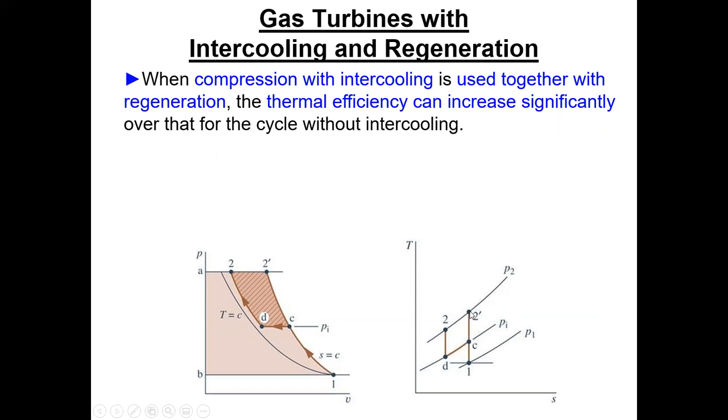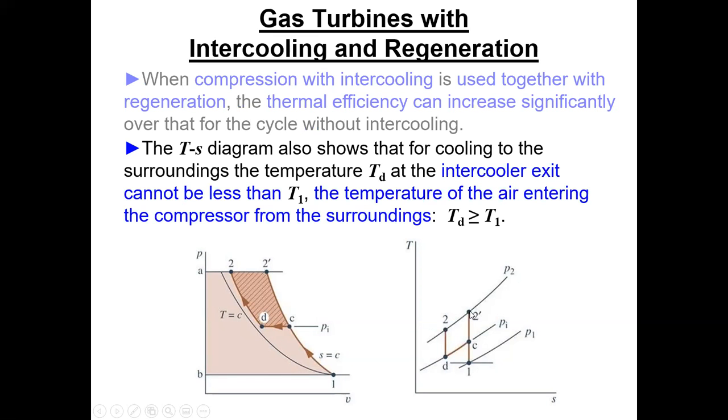When compression with intercooling is used with regeneration, thermal efficiency can increase significantly over that without intercooling. The T-s diagram shows that for cooling to the surrounding temperature, TD at the intercooler exit cannot be less than T1. So this intercooler exit can't be less than T1.